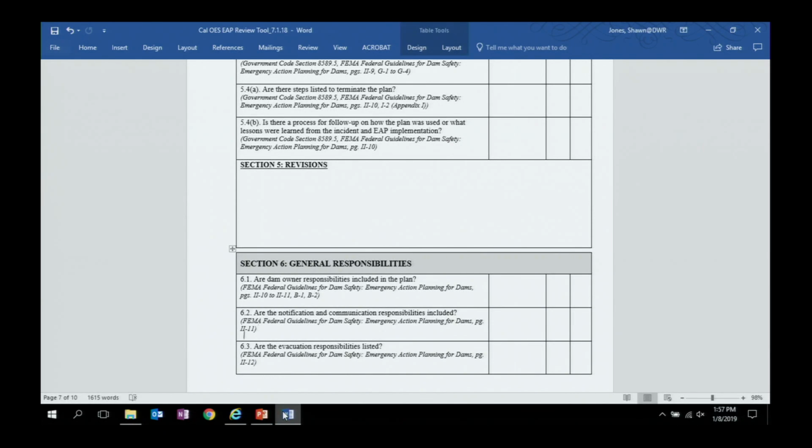Moving on to section 6 is general responsibilities. Are dam owner responsibilities included in the plan? Again, we want to make sure that you identify the responsibilities for each of these people who are going to be instrumental in handling the incident.